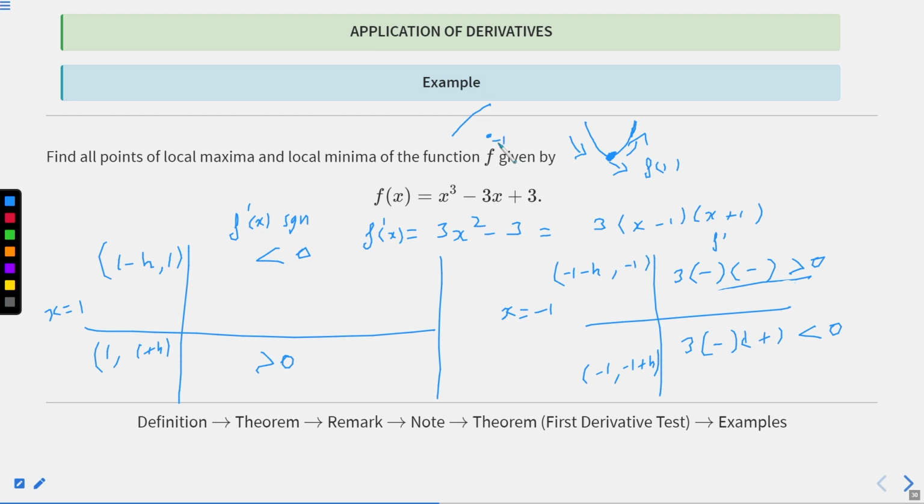If this is your minus 1 point and you move left to right towards minus 1, what is happening to your graph? The graph is increasing, because f prime is positive. Now in this interval, moving right to left towards minus 1, the graph is decreasing. So this point, f of minus 1, will be the local maxima point.